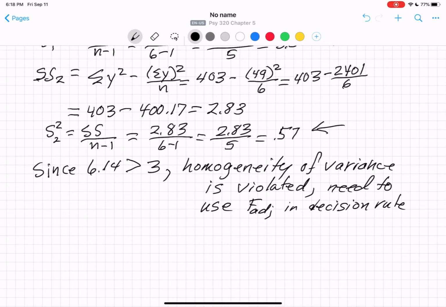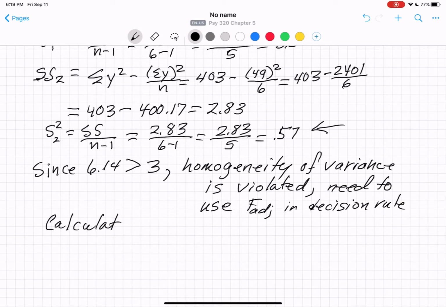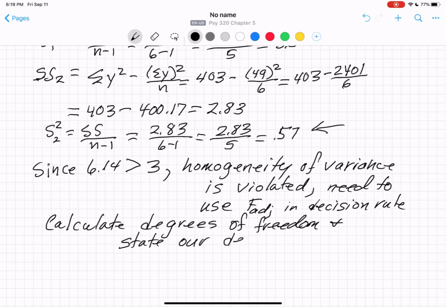But before we can even look up our critical value for our decision rule, we need to calculate degrees of freedom. So we need to calculate degrees of freedom and state our decision rule. All right.